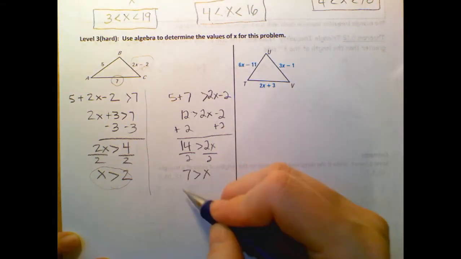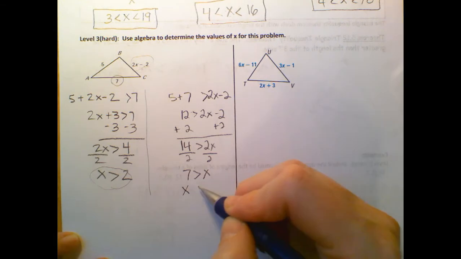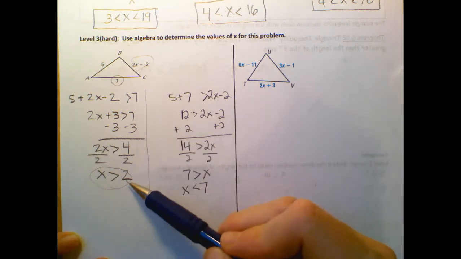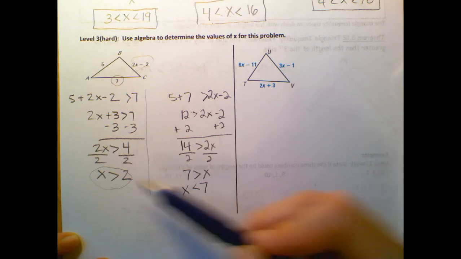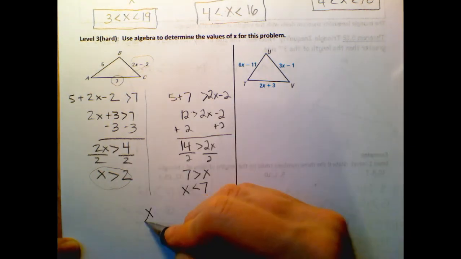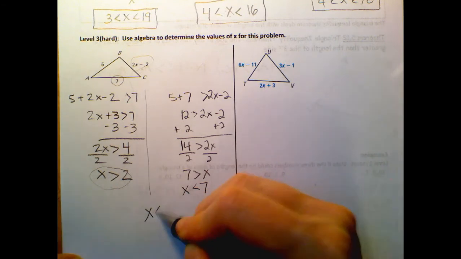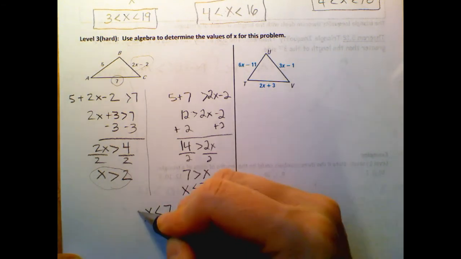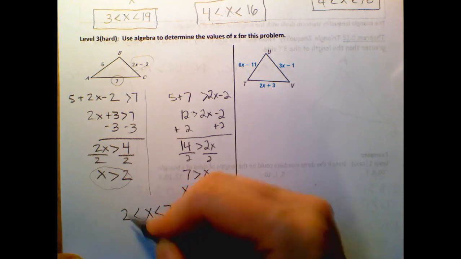Written backwards, we're going to go ahead and turn it around. X has to be less than 7. So our window for X values is greater than 2, less than 7. Let's see, so there's the less than 7 part, greater than 2.